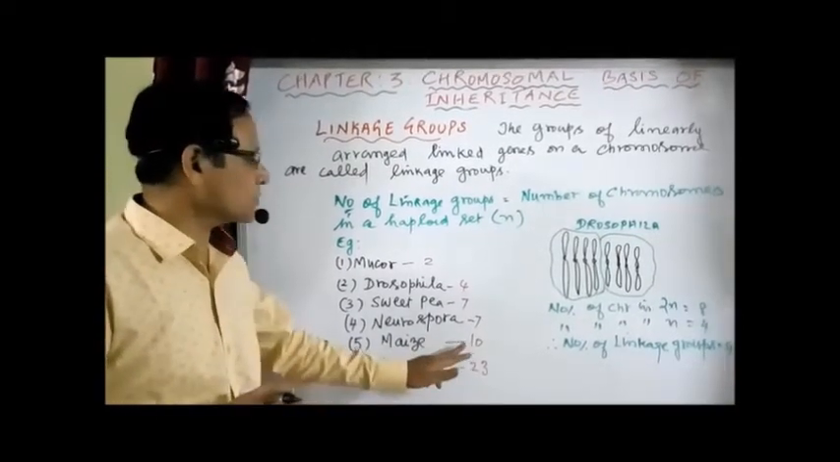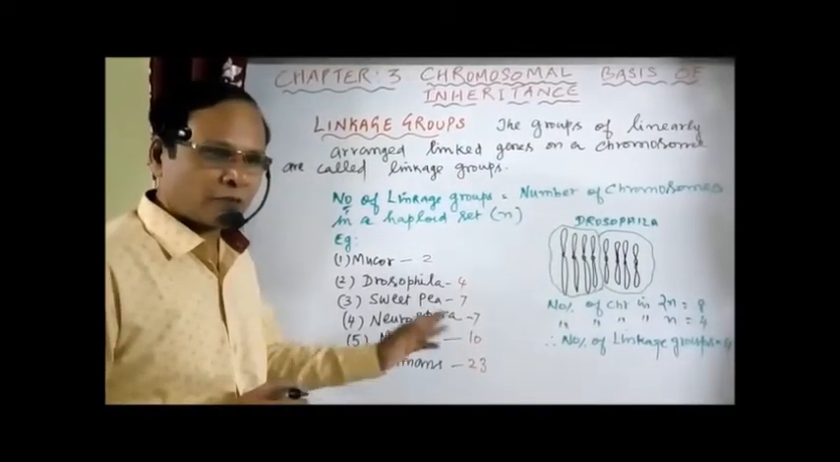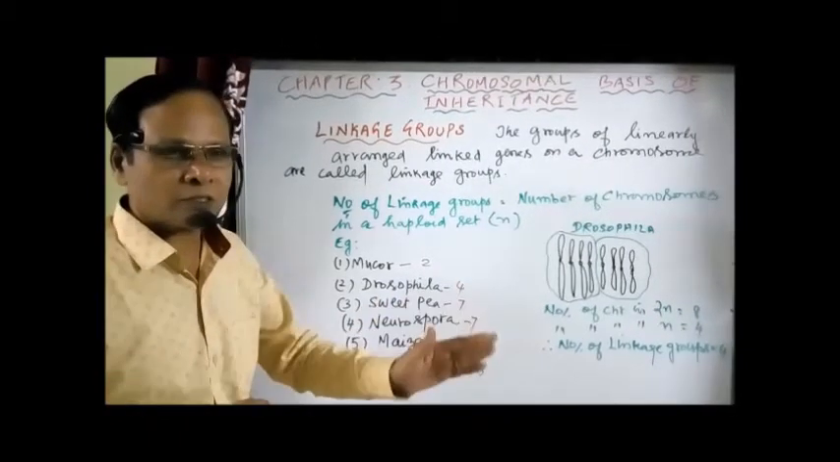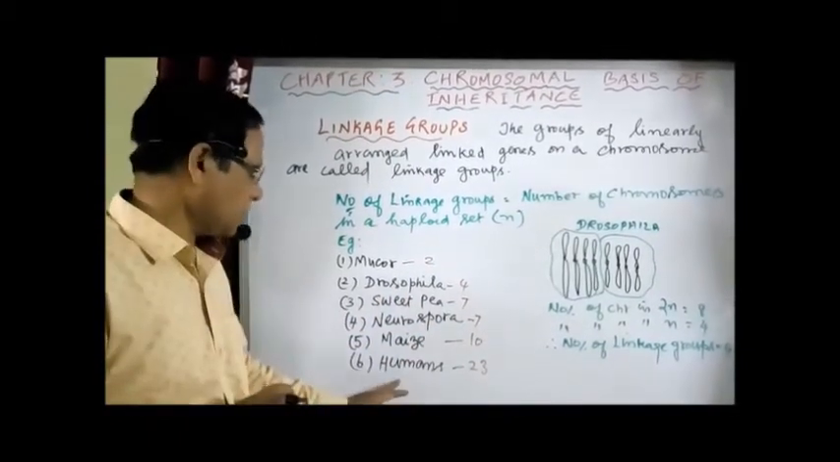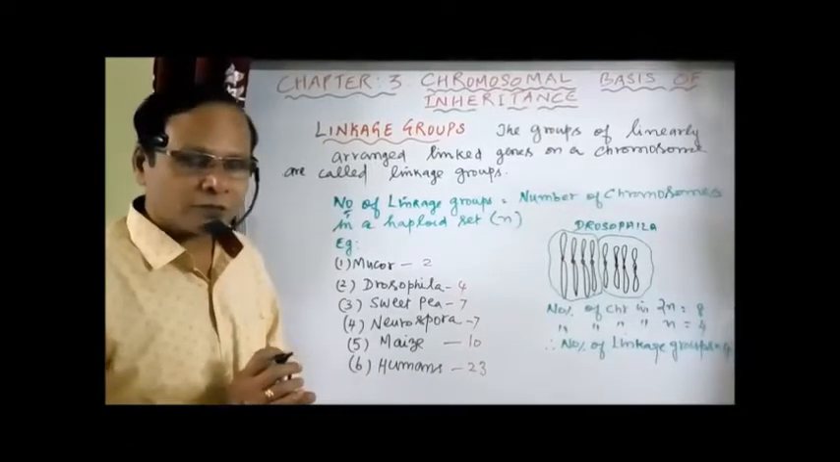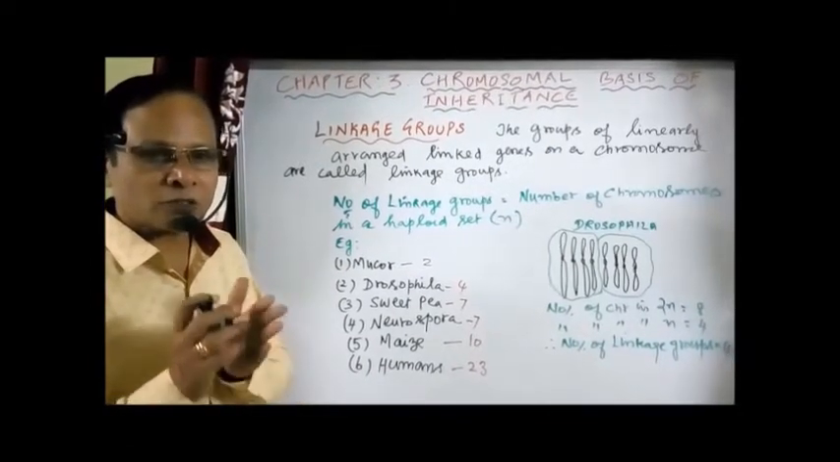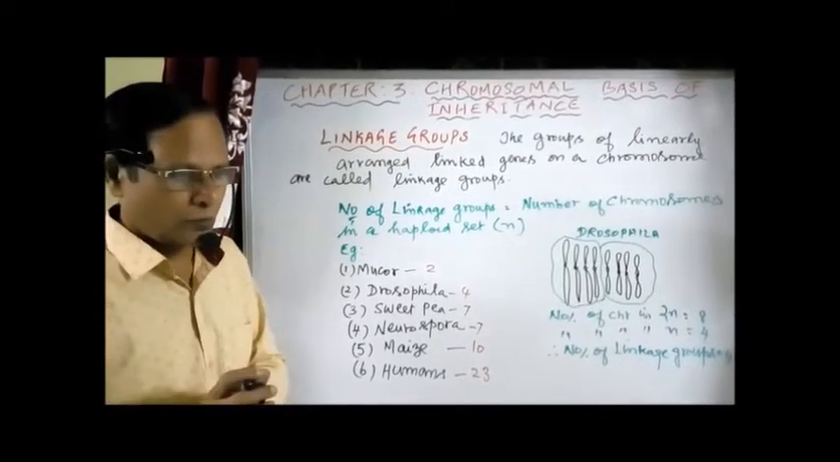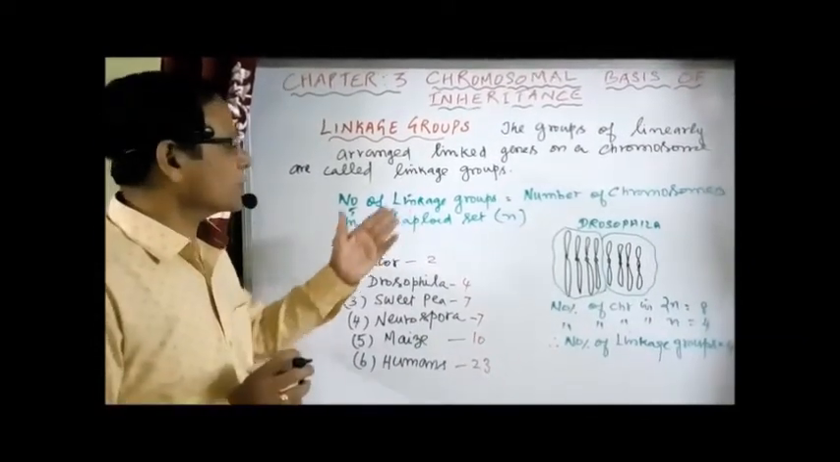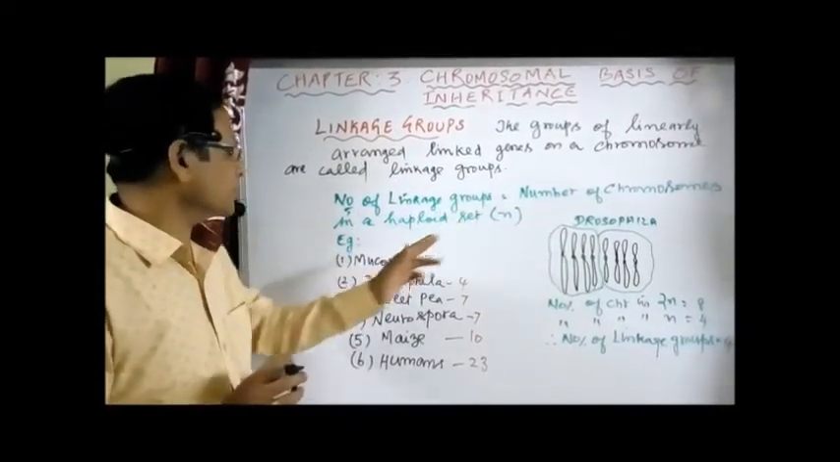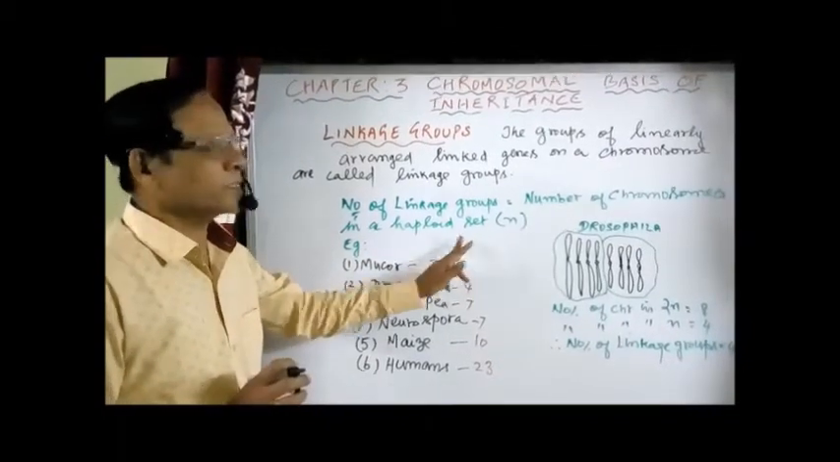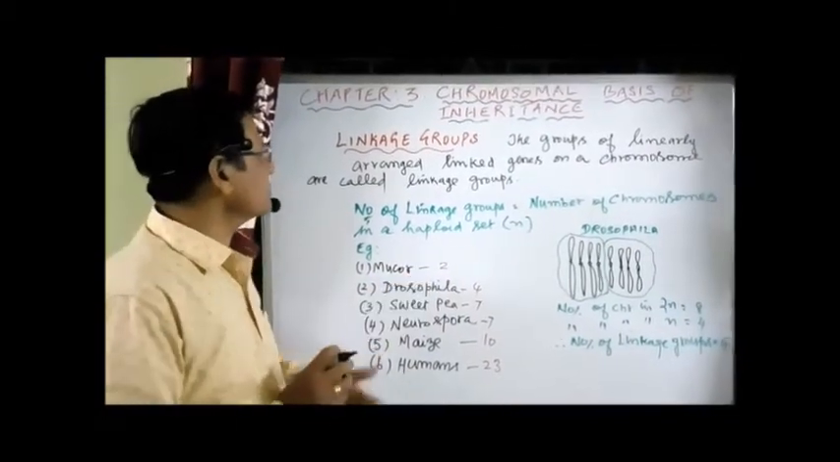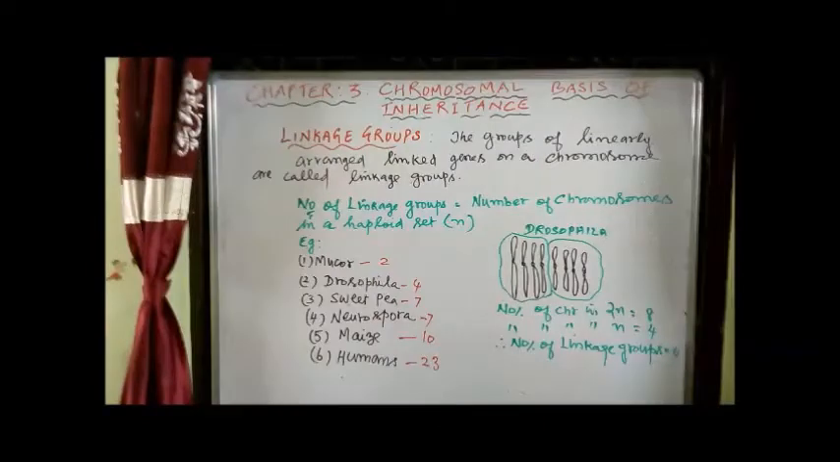Now in maize, the total number of chromosomes is 20, haploid is equal to 10, so the number of linkage groups is equal to 10. Then in humans, I mentioned we have 46 chromosomes and the haploid set is equal to 23. Therefore, there are about 23 linkage groups. Okay, so the number of linkage groups is equal to the number of chromosomes in a haploid set. So that's about the linkage groups.